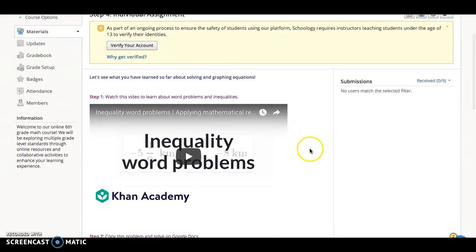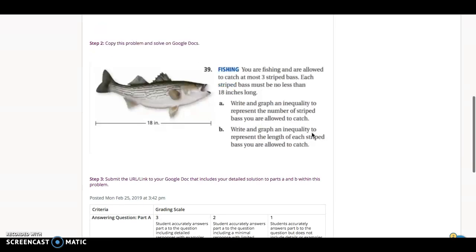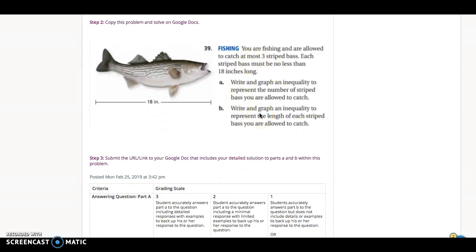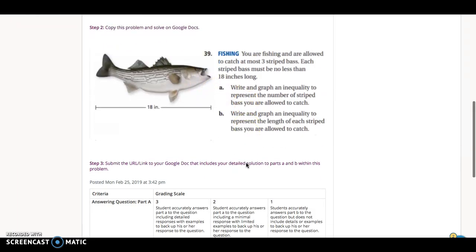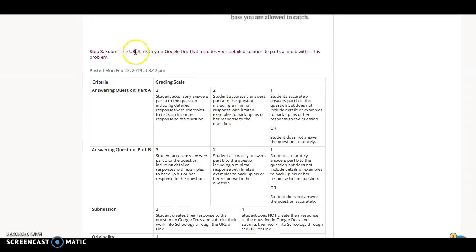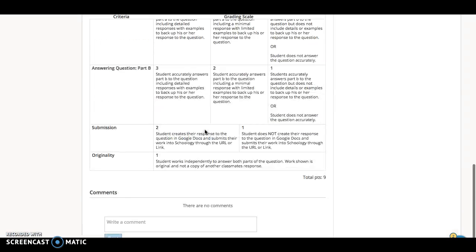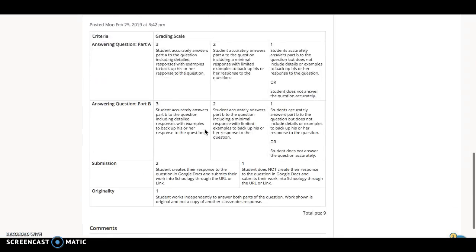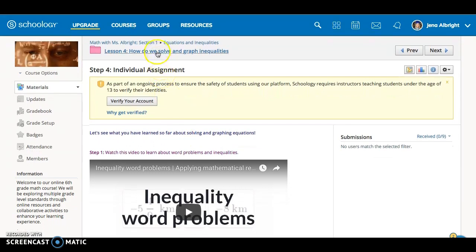They are first asked to watch a video for solving word problems with inequalities. Then they are asked to copy one of the two, copy this problem and solve it into Google Docs. And they can submit their link to their Google Doc in the first part, and then they will take a look at the grading scale here to figure out and make sure that they have done everything they need to be successful on the assignment.